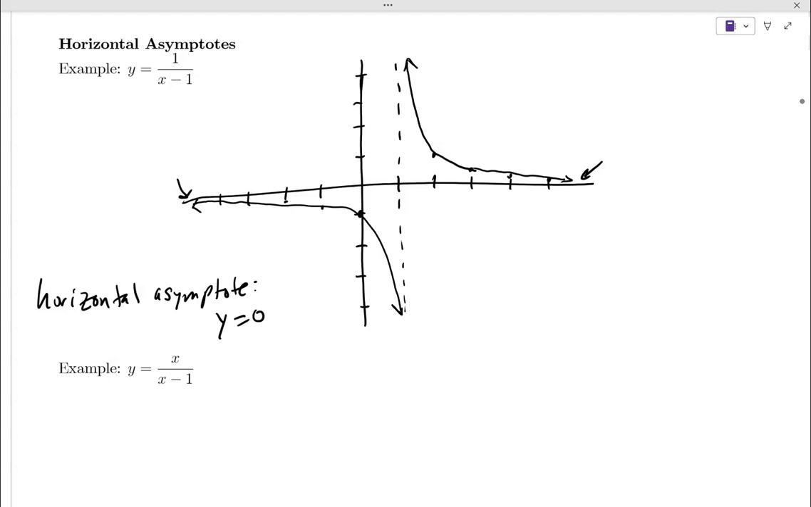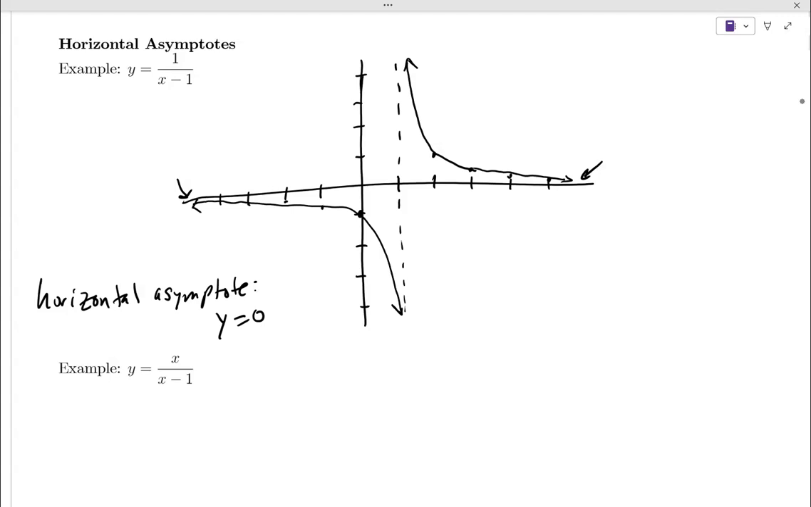Is this okay so far? Okay. In this example, as x got really, really big, the numerator was always 1. The denominator got really big and made it really small, right? So we know that we were getting closer and closer to 0.